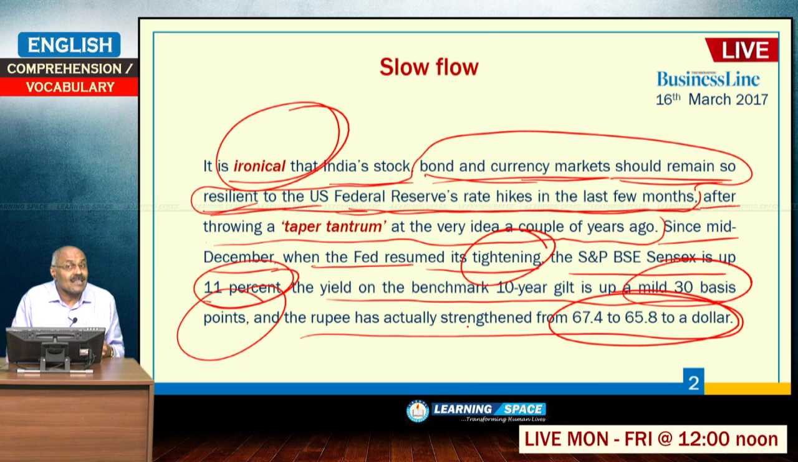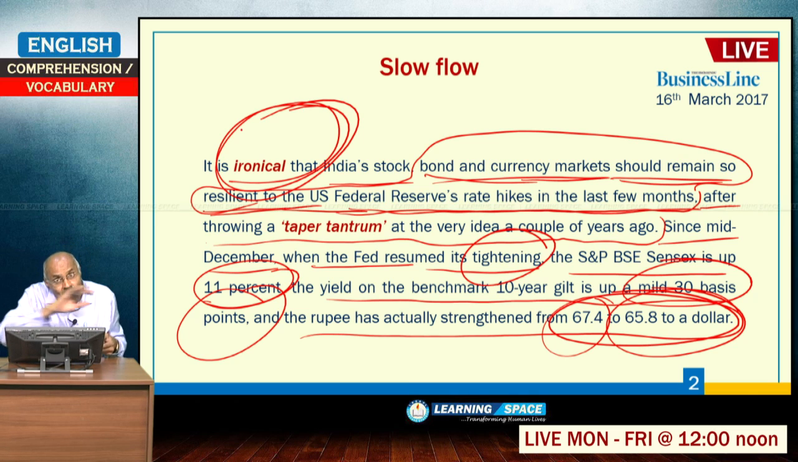Normally, when the US Federal Reserve is increasing interest rates, what will happen? Then the foreign portfolio flows will go away from our country and the rupee will depreciate. But what happened? Actually, the rupee strengthened from 67.4 to 65.8 to a dollar. So, the reverse happened. That is why he used ironical. Irony is used when something intended has not happened, something reverse happened, there you have to use irony. So, here I explained what irony is.